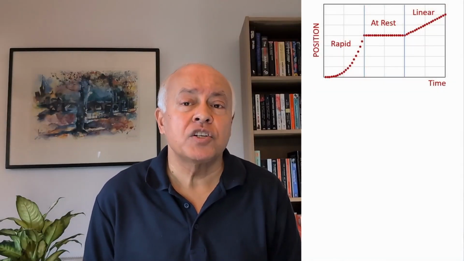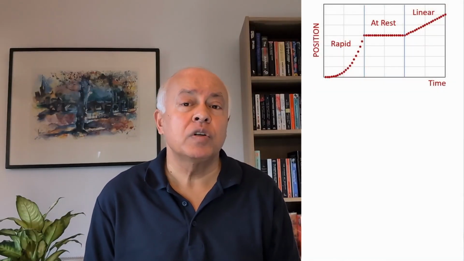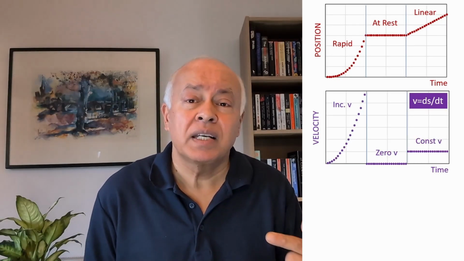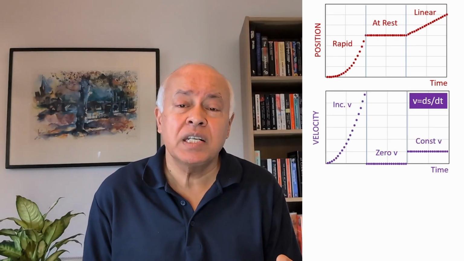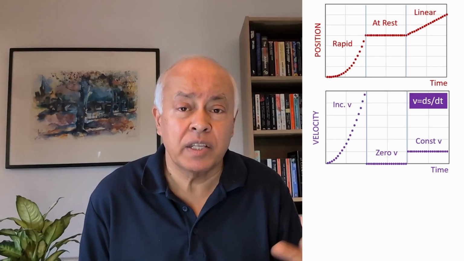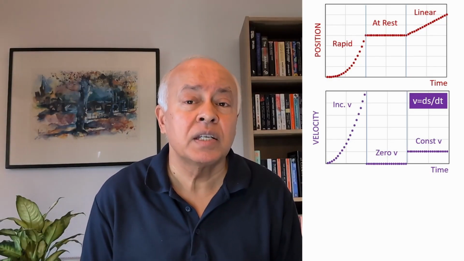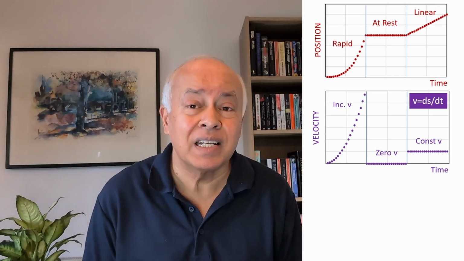So when we do the differentiation of our three types of motion, we get velocity plots like this, where we initially have an increasing velocity, then we have zero velocity when the object is at rest, and finally we have constant velocity when the displacement is changing linearly.